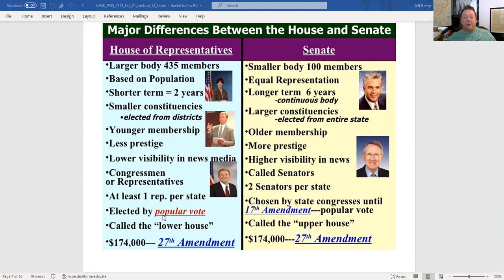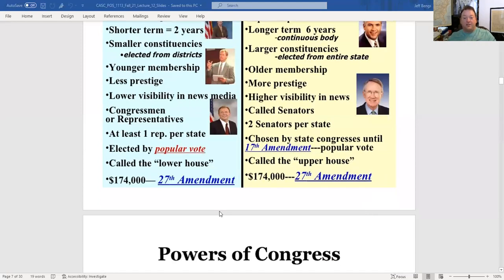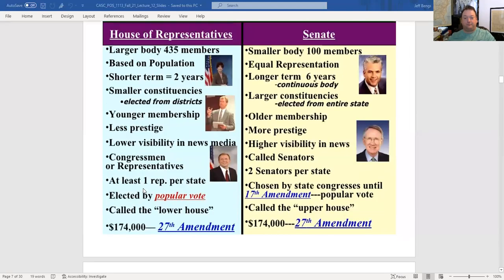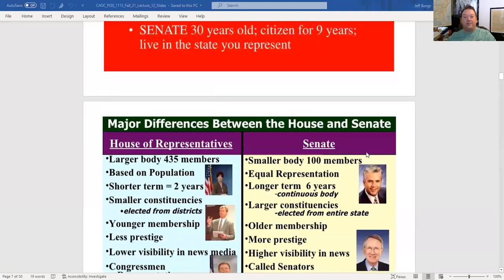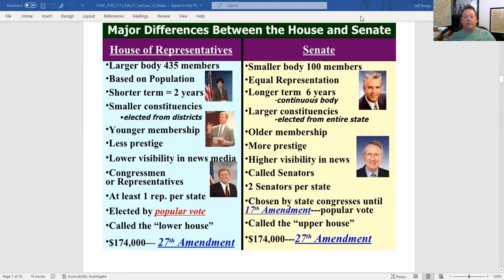Representatives are elected by popular vote. Senators are chosen by state. They used to be chosen by state congresses until the 17th Amendment made that popular vote also. You can see they make the same amount of money, $174,000 a year. Any questions on the qualifications and the number of people in Congress?